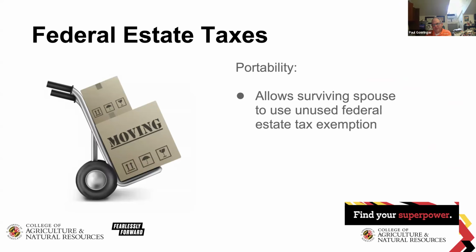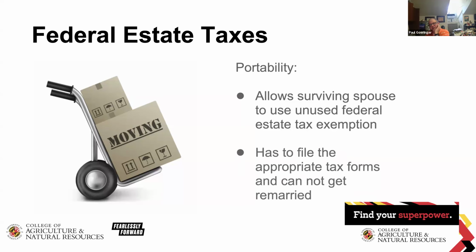The reason it's coupled is we have portability within it. It basically means the surviving spouse can use any of the unused federal estate tax exemption that the predeceasing spouse left. All you gotta do, and when this started about 20 years ago, there were a lot of issues with the tax forms. Now most people have it down. You file the tax forms appropriately, and then the surviving spouse can never, ever, ever get remarried again because it goes away once that surviving spouse gets remarried.